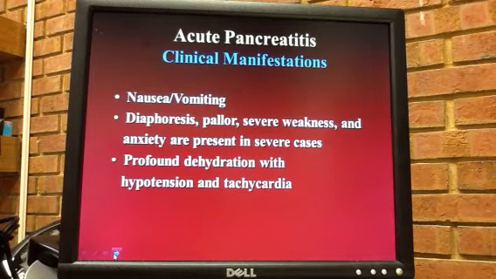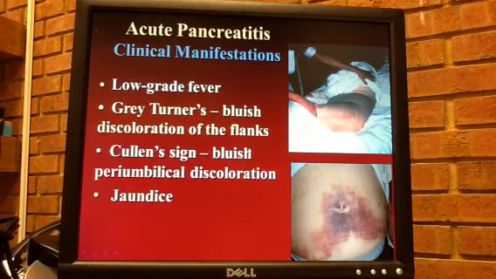I think I mentioned nausea or vomiting. Diaphoresis, pallor, severe weakness, anxiety. These can be present in severe cases. The patient can get profoundly dehydrated with the associated symptoms. There may be a low-grade fever.